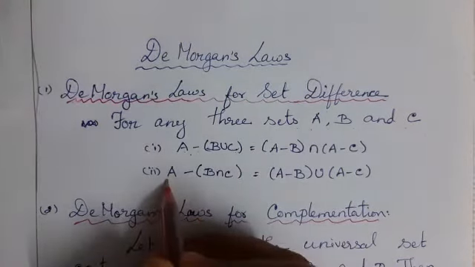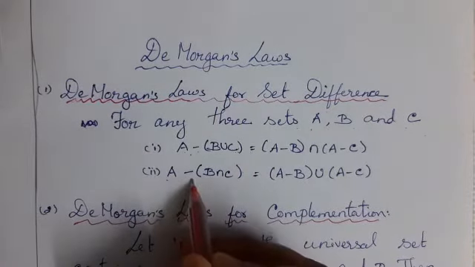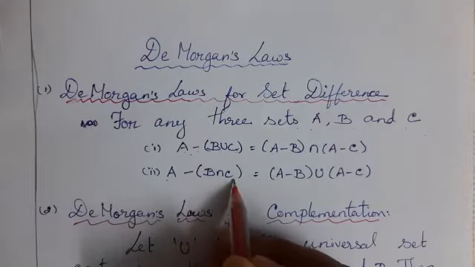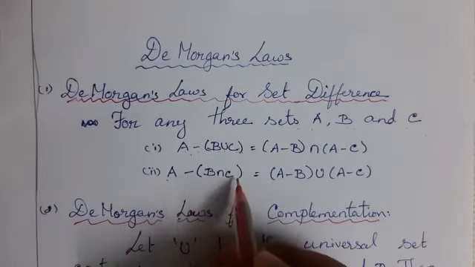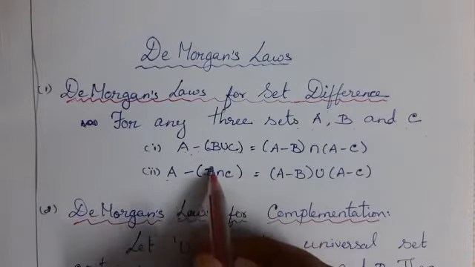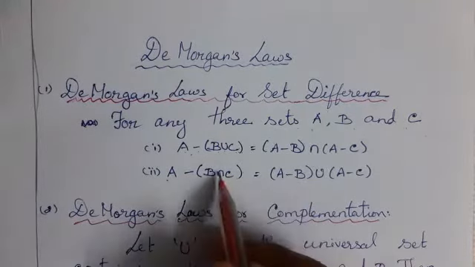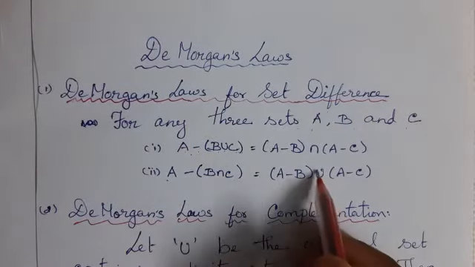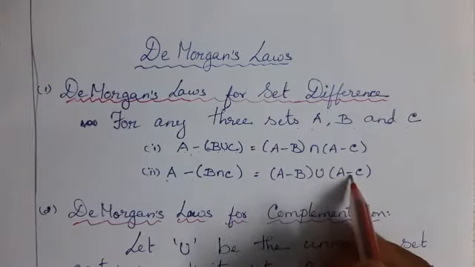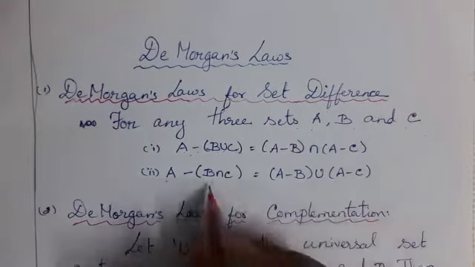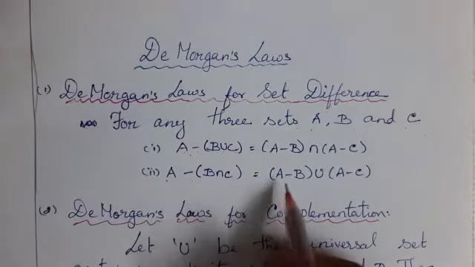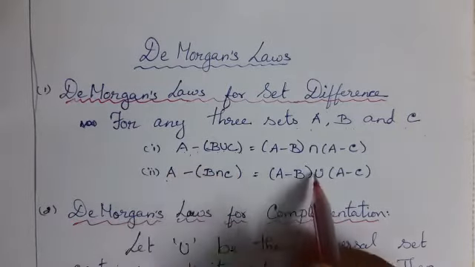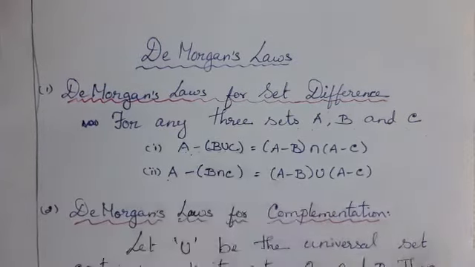Second one, A difference B intersection C. First one B union C, second one B intersection C is equal to A difference B, change the intersection here in the right side, union A difference C. Once again, A difference B intersection C is equal to A difference B union A difference C.